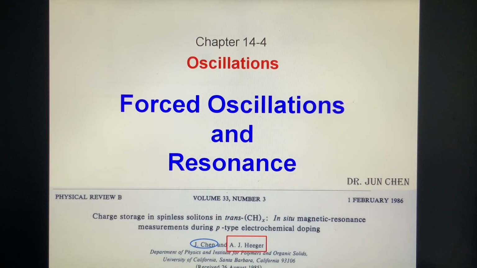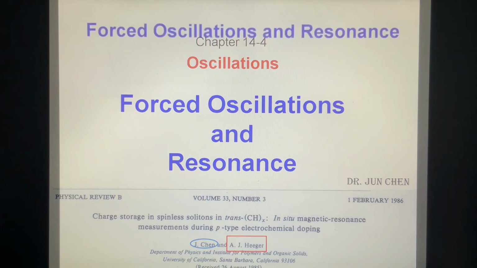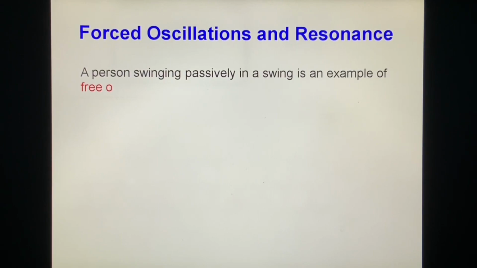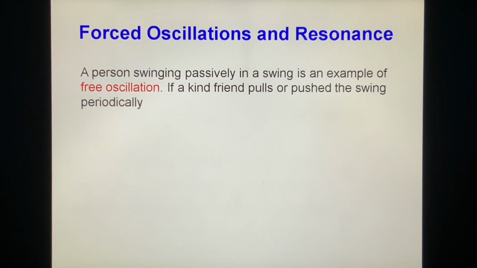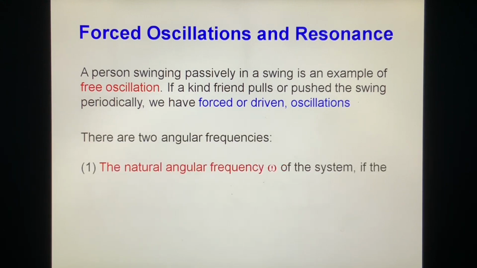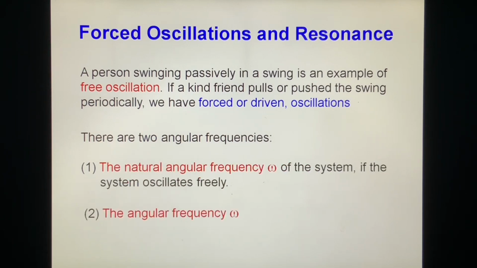Forced oscillations and resonance. A person swinging passively in a swing is an example of a free oscillation. If a kind friend pulls and pushes the swing periodically, we have forced or driven oscillations. There are two angular frequencies. One, the natural angular frequency omega of the system, if the system oscillates freely. Two, the angular frequency omega d of the external driving force.